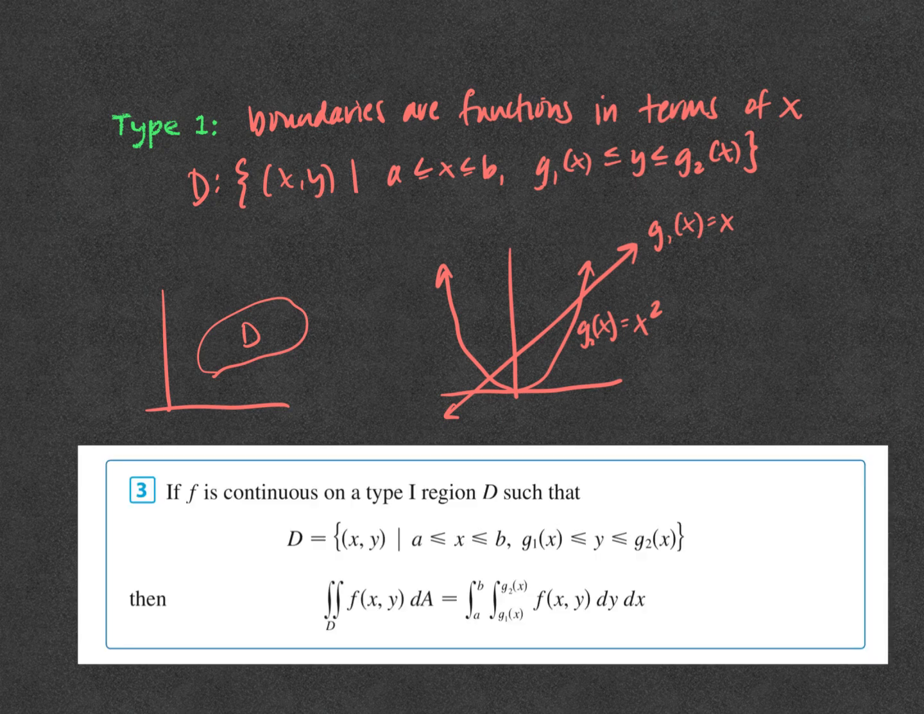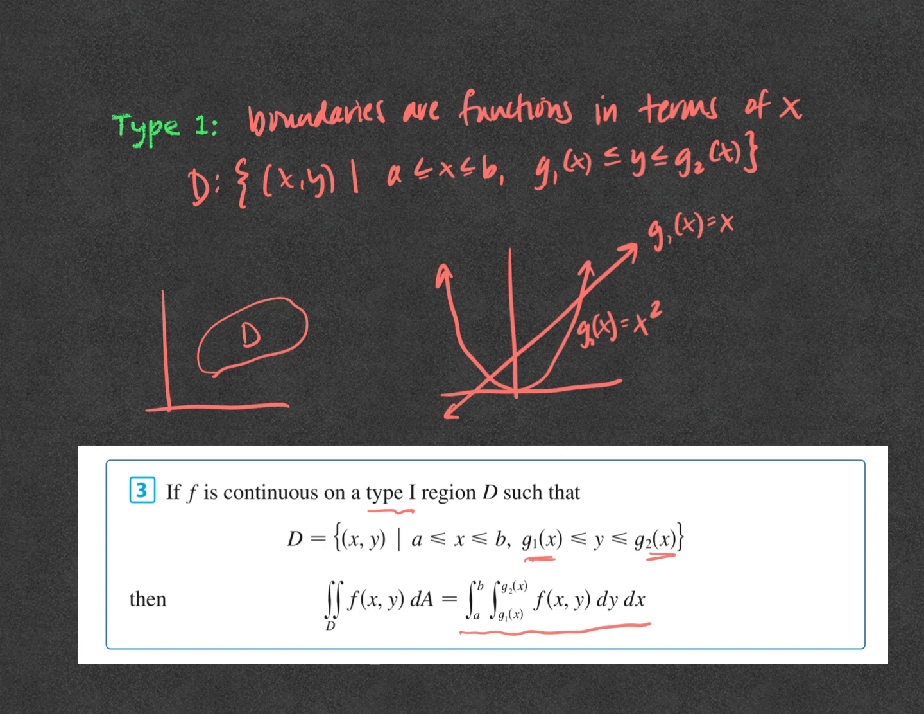Here we have the notation. It says if f is continuous on a type 1 region, and a type 1 region is when our functions are in terms of x, so x is between a and b, and y is between the two curves, then our double integral is written as such: the integral from a to b, the integral from g1 to g2, of f of x, y dy dx. You put the dy in the middle because you're going to have x values in those bounds before you integrate in terms of x.